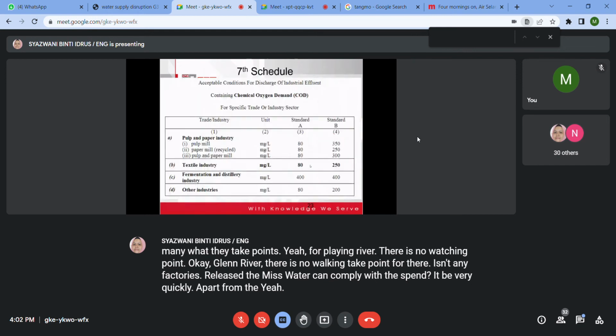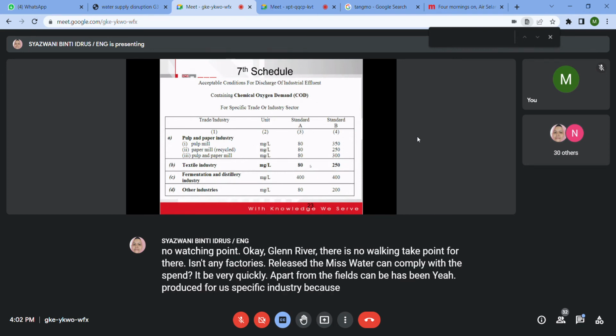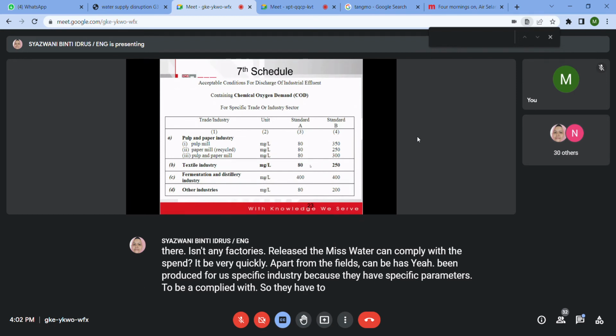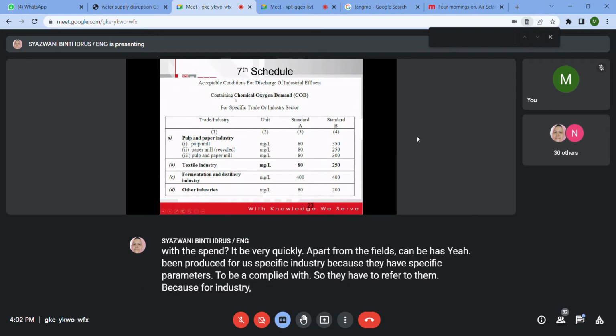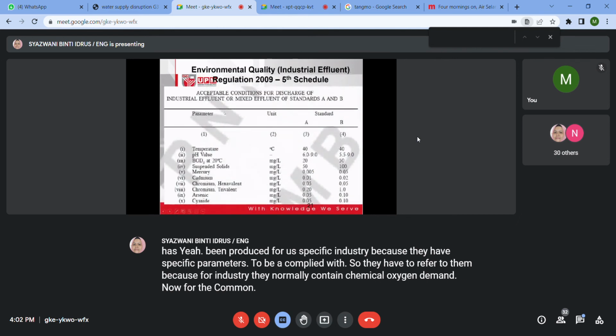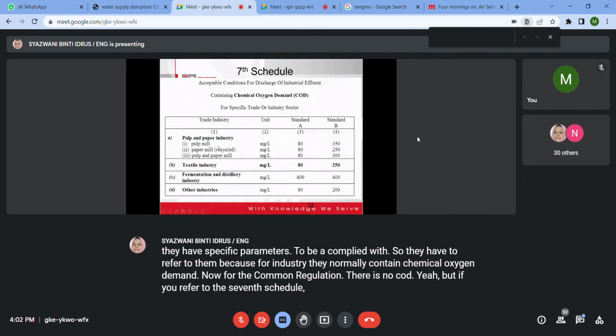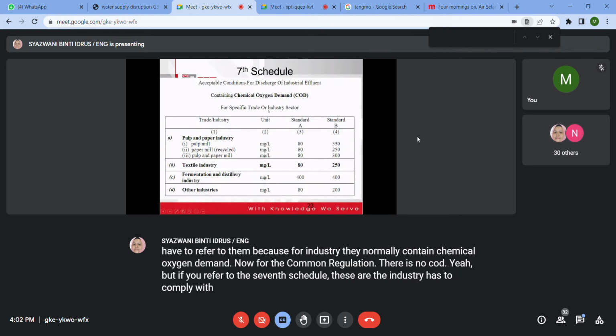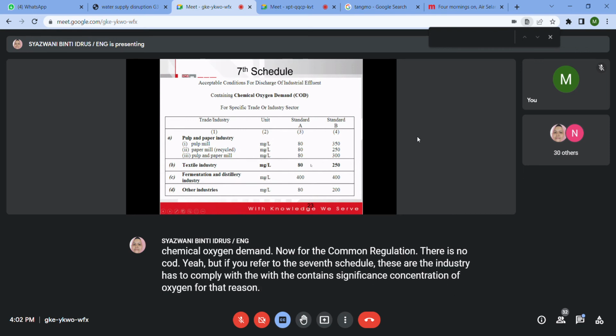Apart from that, there are schedules that have been produced for specific industries because they have specific parameters to comply with. For industry, the wastewater normally contains chemical oxygen demand. In the common regulation there is no COD, but if you refer to the 7th schedule, these are the industries that contain significant concentrations of oxygen demand. For that reason, they have a specific standard for each particular industry.